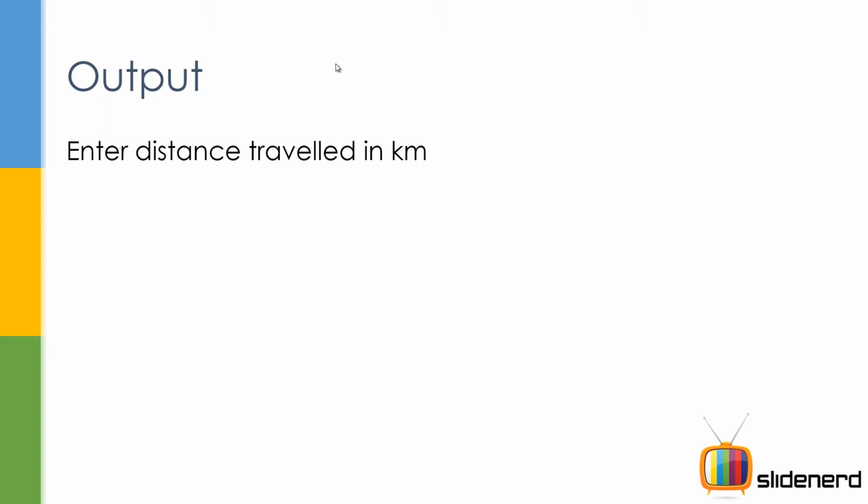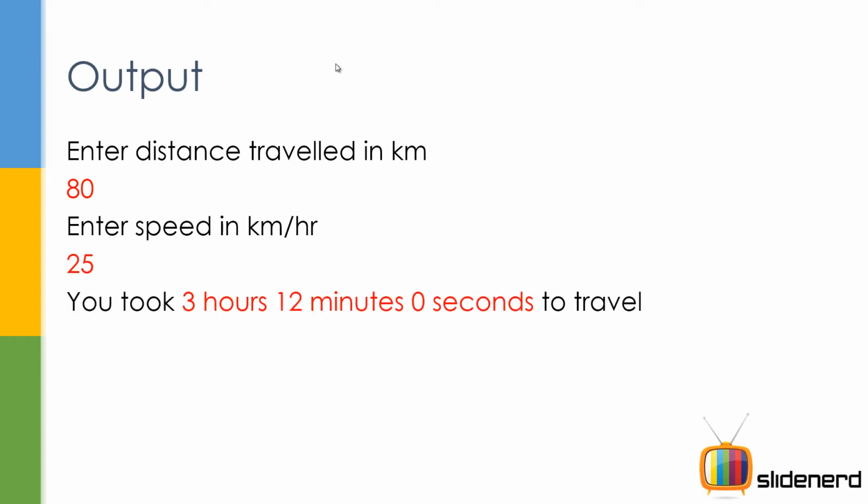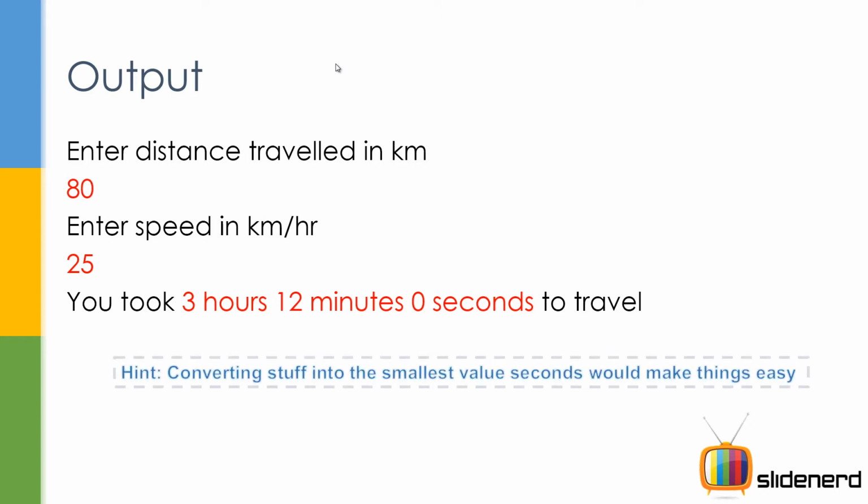We'll ask the user to enter distance traveled in kilometers. He's gonna say something like 80. Then you ask the speed in kilometers per hour. You'll say 25. Then you will say that you took 3 hours, 12 minutes, 0 seconds to travel. This is the program, alright? So first things first. To get this 3 hours, 12 minutes, 0 seconds, you're not gonna get this directly, right? You're simply gonna get something in terms of hours or minutes or seconds, and you'll have to convert that. So let's see how that's done.